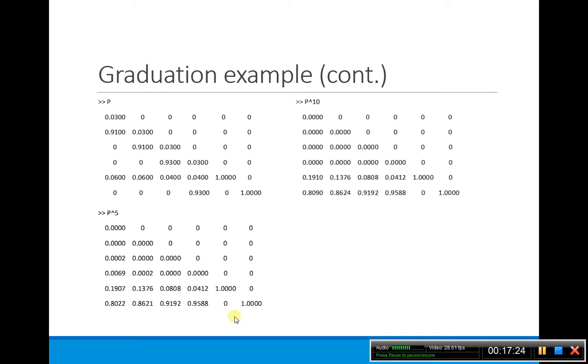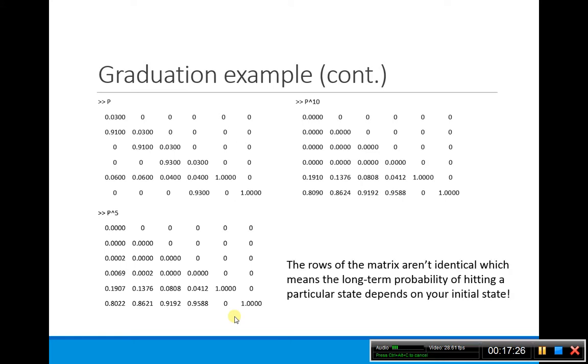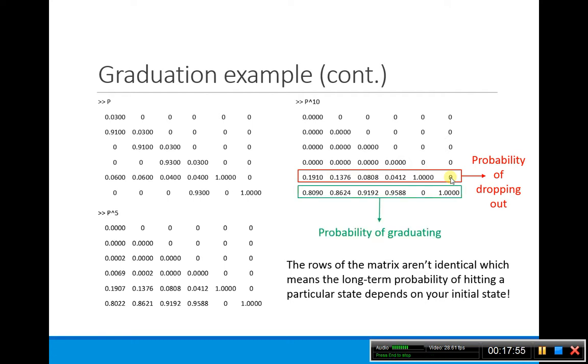Okay, so if I look at P to the 10th, then what I can see is the rows of the matrix are not identical, which means the long-term probability of hitting a particular state really does depend upon your initial state. What I have is, if I look, everything up here is 0. All I'm left with is my absorbing states. So these 2 rows represent my absorbing states, right? This one gives me my probability of dropping out, and this bottom one gives me my probability of graduating.